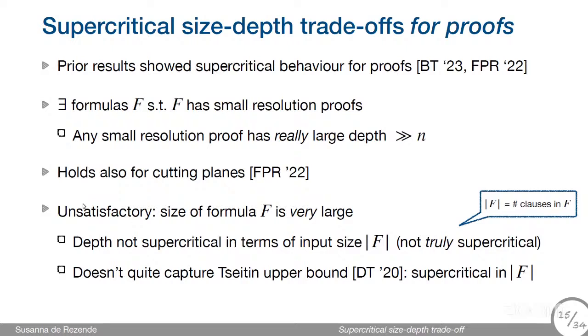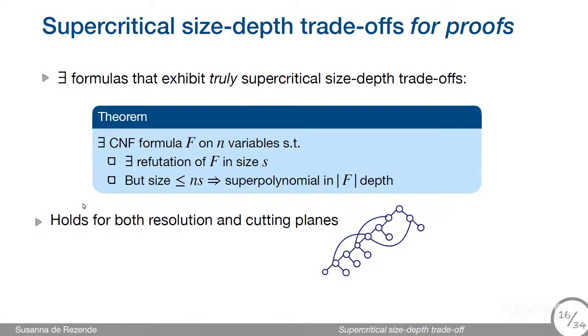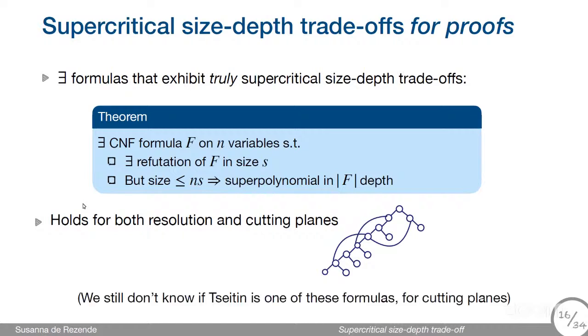So what we also showed here is that there are formulas that exhibit this truly supercritical trade-off, in terms of the input size. And this also holds for both resolution and cutting planes. And then again, we still don't know whether Satan is one of these formulas.